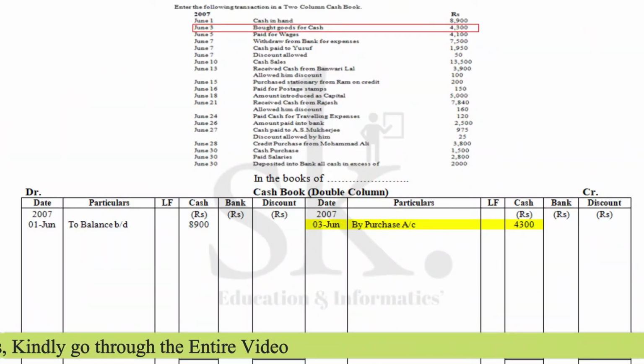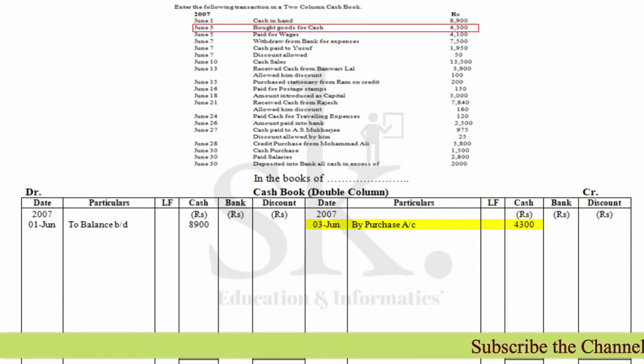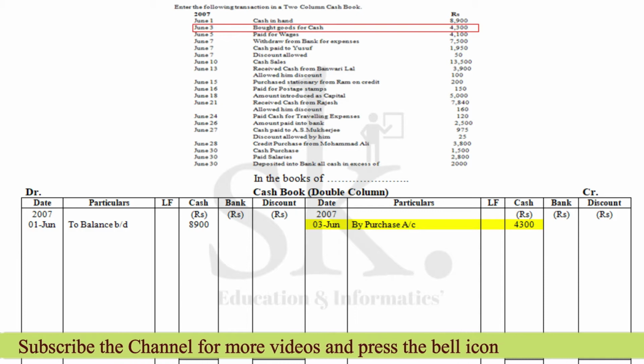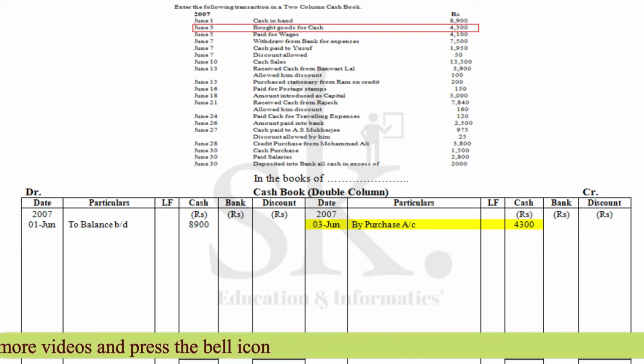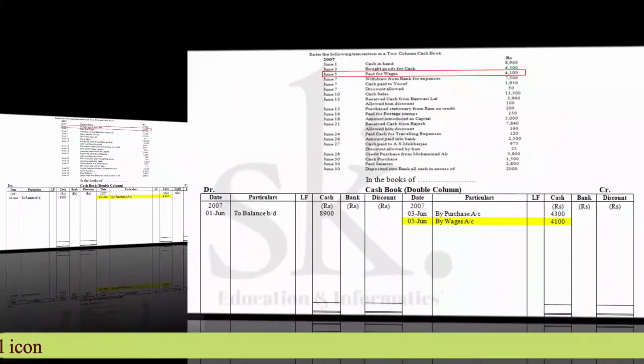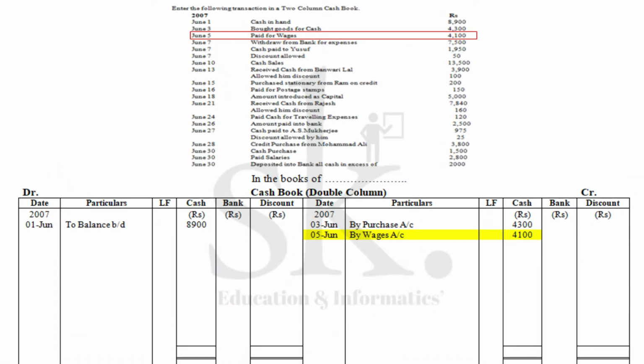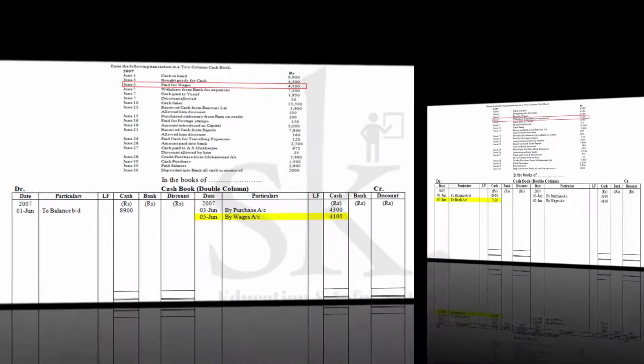On 3rd of June, bought goods for cash rupees 4,300. Journal entry will be purchase account debit to cash account. Therefore, in the cash book on the credit side, by purchase account, and in the cash column 4,300. On 5th of June, paid for wages rupees 4,100. Journal entry will be wages account debit to cash. Therefore, on the credit side of the cash book, by wages account 4,100.